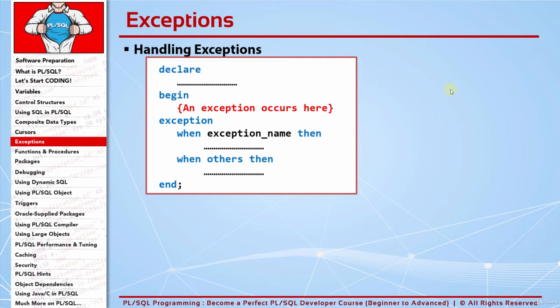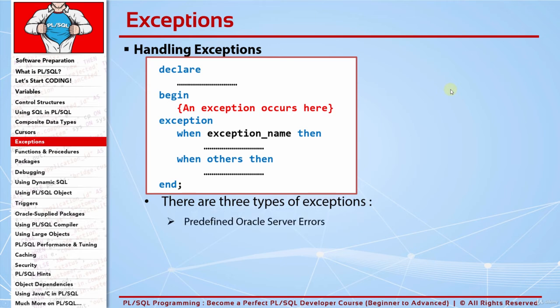When an exception occurs, the program checks if there is any exception section in our program block. If not, the exception is raised to the caller. If there is an exception section, the program skips all the next lines and enters the exception section directly. Here, I need to explain something new. Exceptions can be thought of as three types: predefined Oracle Server errors, non-predefined Oracle Server errors, and user-defined errors.